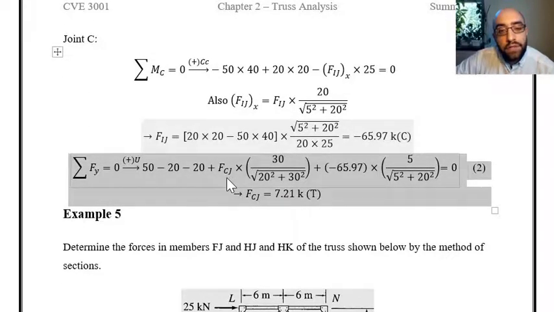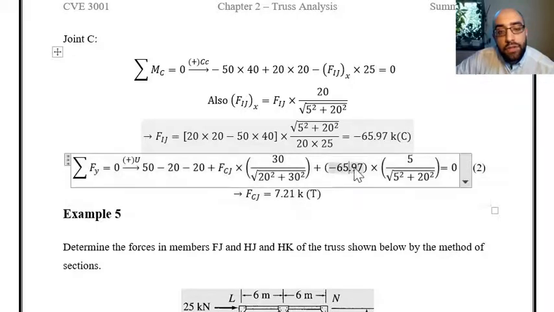And if I write that, you can see the vertical component of Cj, and Fij is mentioned as negative because we found it as negative, and the vertical component of that can be found by multiplying this force by this ratio over here. You can see in this equation the only unknown is Fcj, and by solving this equation we can find Fcj as positive 7.21.